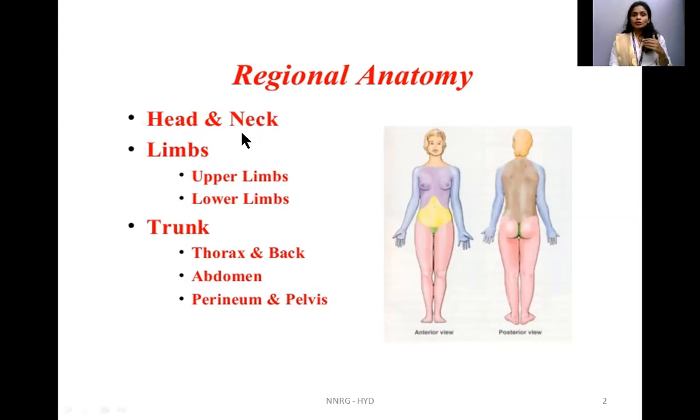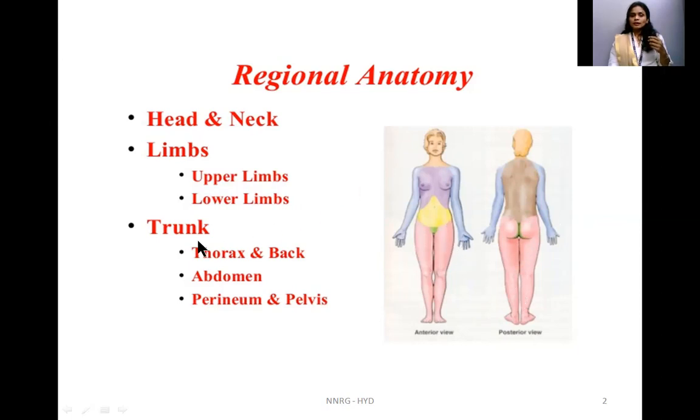So regional anatomy has three types. Head and neck, as the name itself indicates. This color is completely the head and neck region, in which face, skull, brain and neck, all these parts will be covered. And the second one is limbs. Limbs means the upper limbs and the lower limbs, that is hands and legs, you can say. All this blue color is the upper limbs, and this complete pink color is all lower limbs.